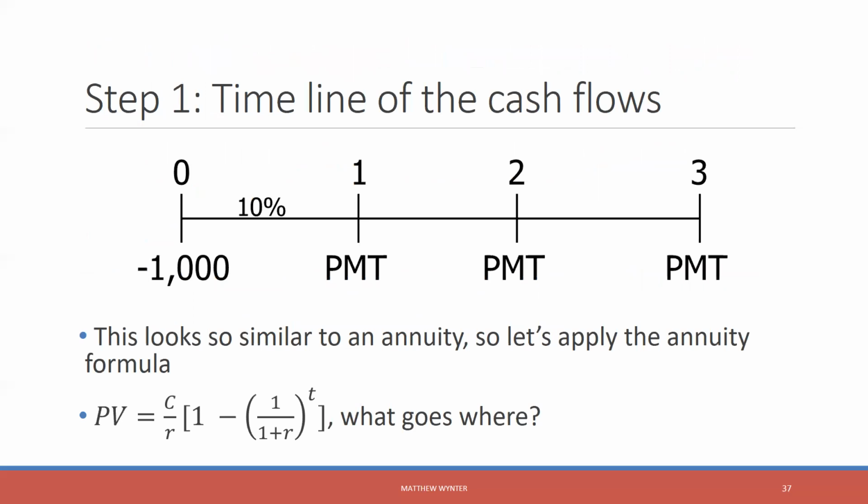Okay, at time 0, I've got a -1,000, right? That's the loan. At time 1, I got to make a payment. At time 2, I got to make a payment. At time 3, I got to make a payment. This looks really, really similar to an annuity. So what goes where? We can see that I've got my present value. That's the 1,000.